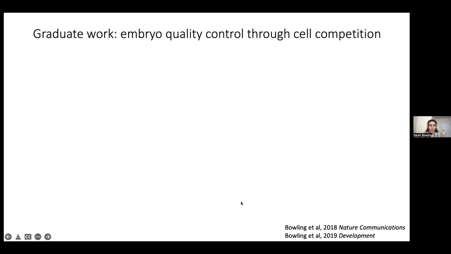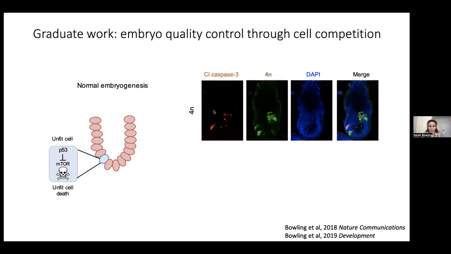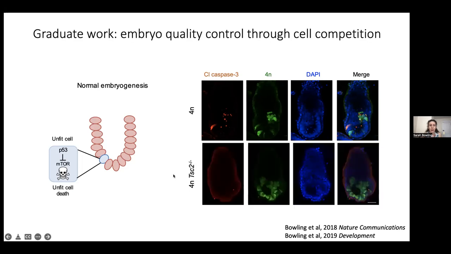And what I found during my graduate work was that a mechanism involving P53 and mTOR acts to remove these less fit cells during normal embryogenesis. And they actually remove up to a third of cells during gastrulation in the mouse. Here is an example on the right where we can see tetraploid cells in green. These are normally eliminated from tissues when surrounded by normal diploid cells, and you can see they turn on apoptosis markers such as cleaved caspase 3. When we hyperactivate the mTOR pathway, we prevent these cells from being eliminated and undergoing apoptosis.